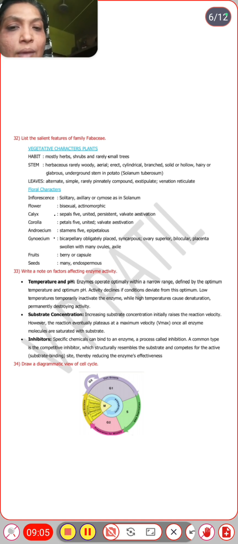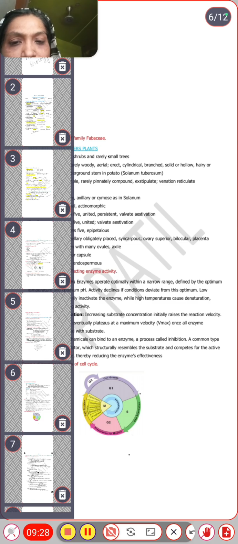Draw the diagram and view of cell cycle, that is G1, S, G2, M. G1 is growth phase 1, growth and multiplication phase. Okay, this is a cell cycle, diagram of cell cycle.